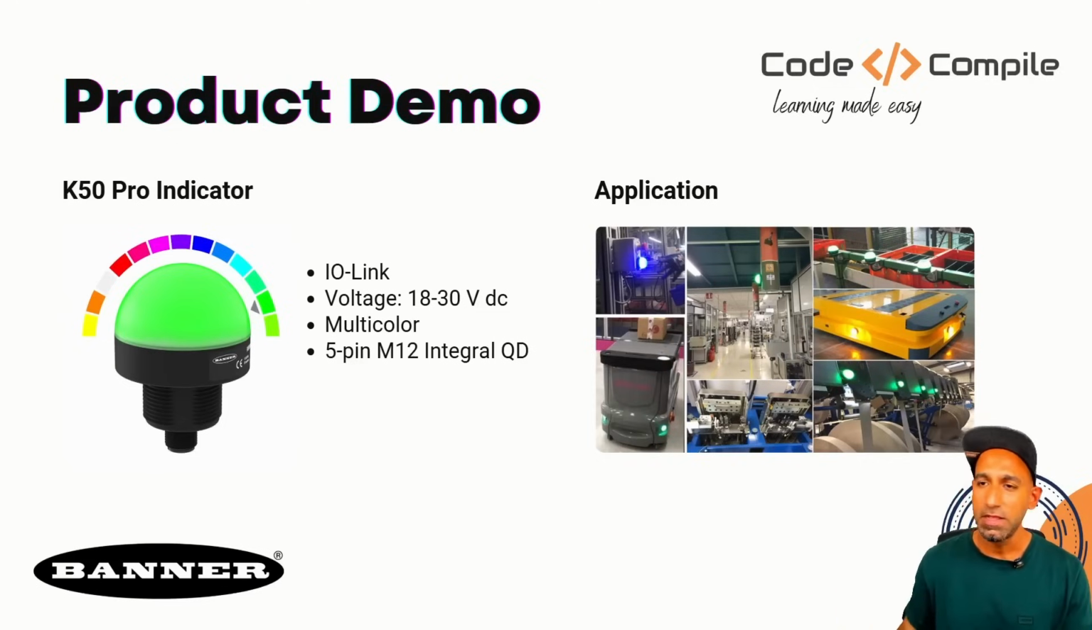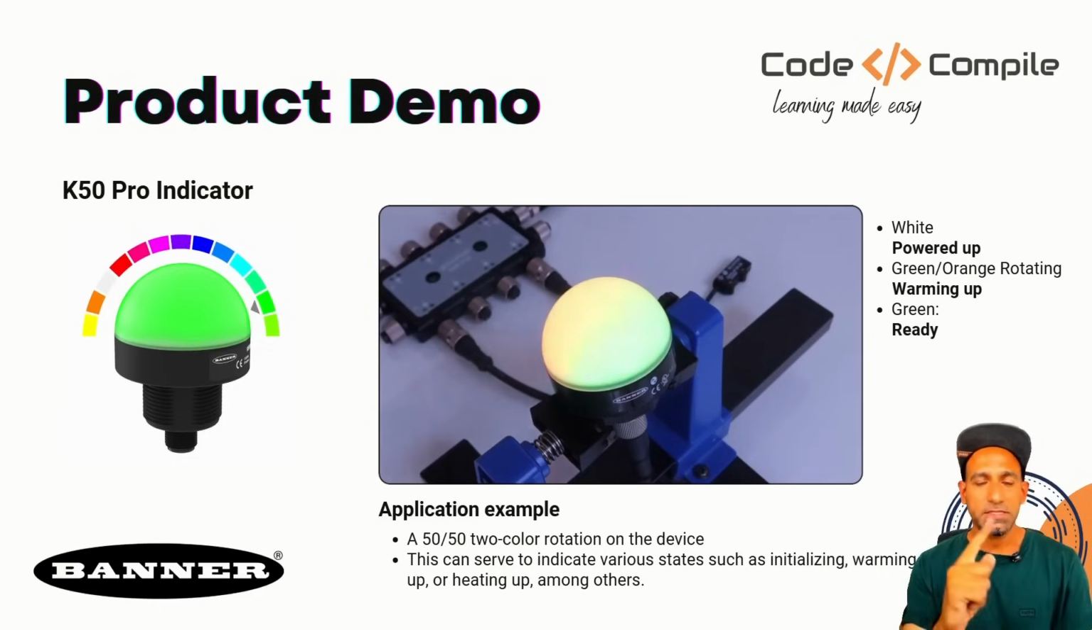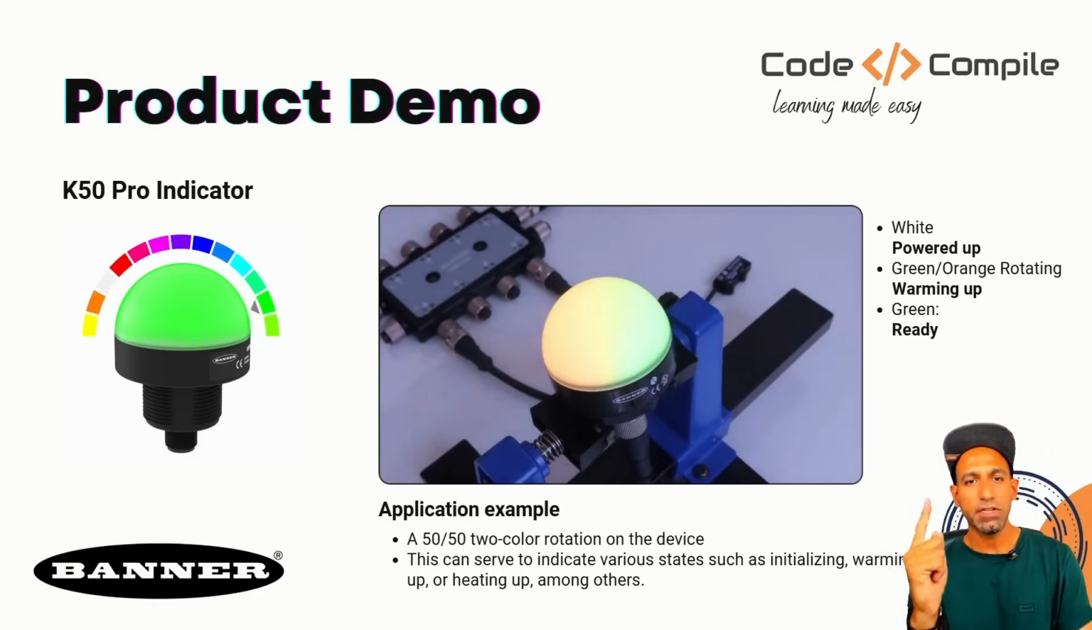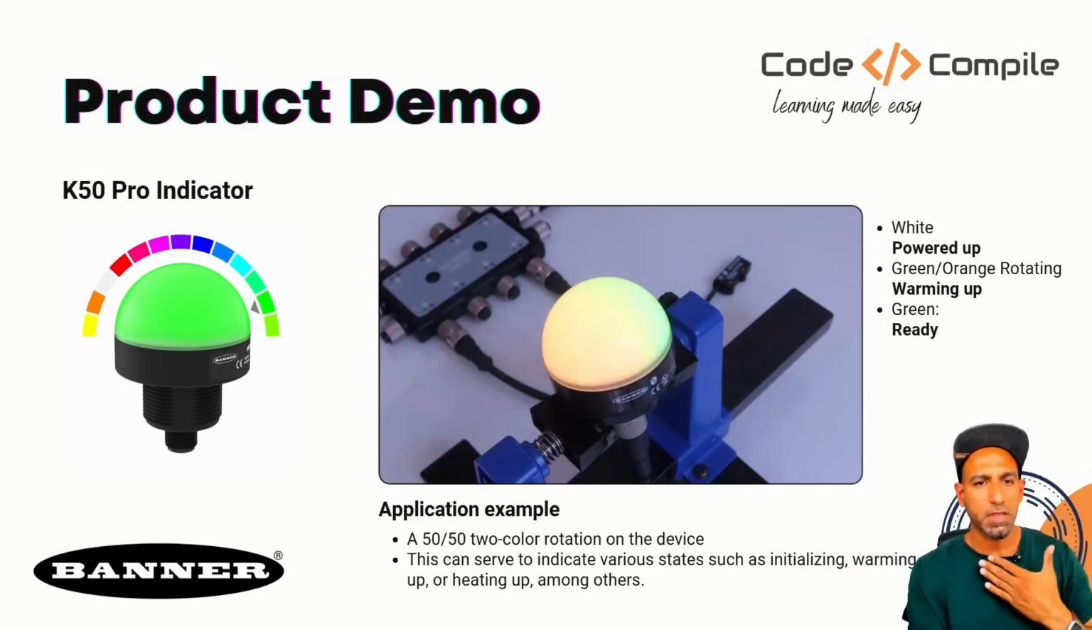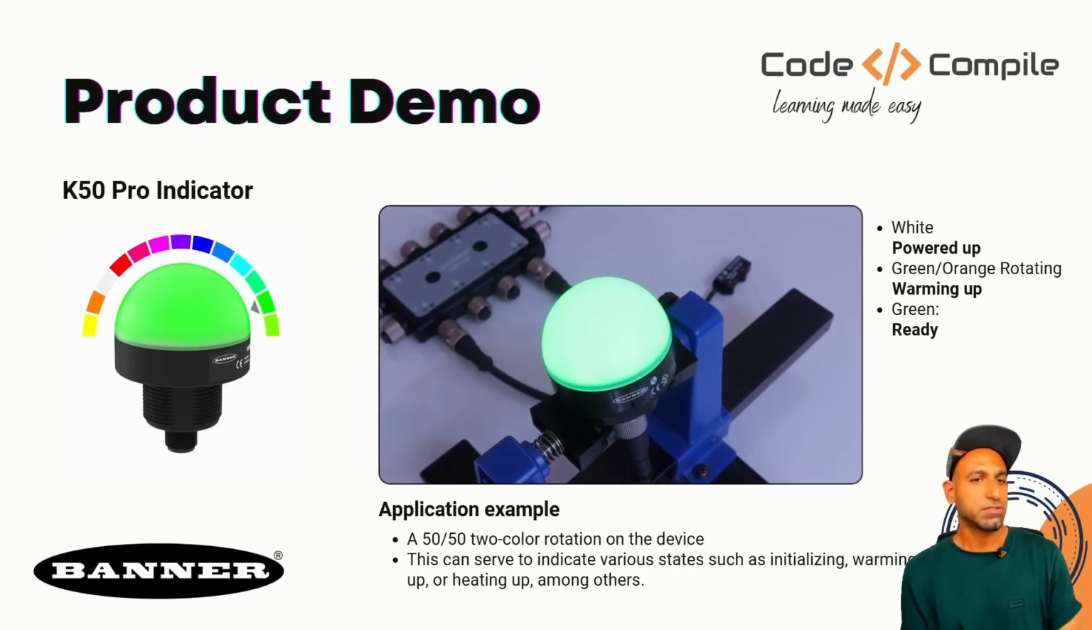You can blink it as well. But let me show you a small interesting application. Here you can see it's right now white, which means it's powered up. And then it's warming up. It's warming up with the indication of orange and green, a very cool indication to show that the system is warming up, or initializing, or the process is running, or it's heating up. And when it's ready, it will be green. All right, so it's a cool way to use this device. It's not just on and off. You can show some animation as well.